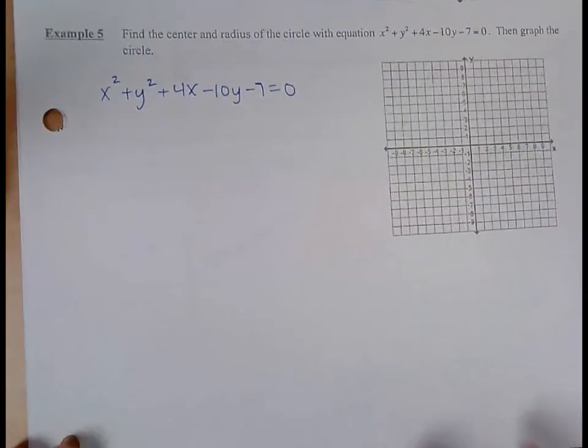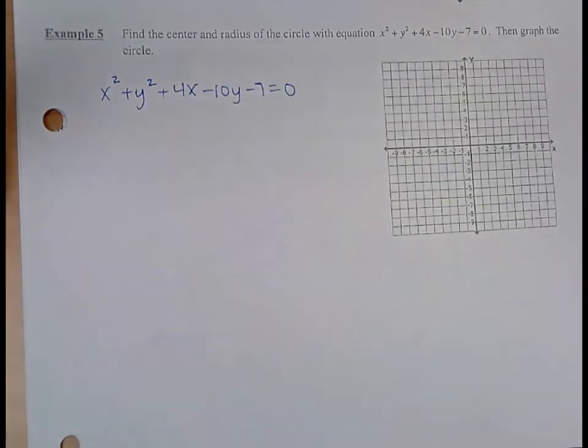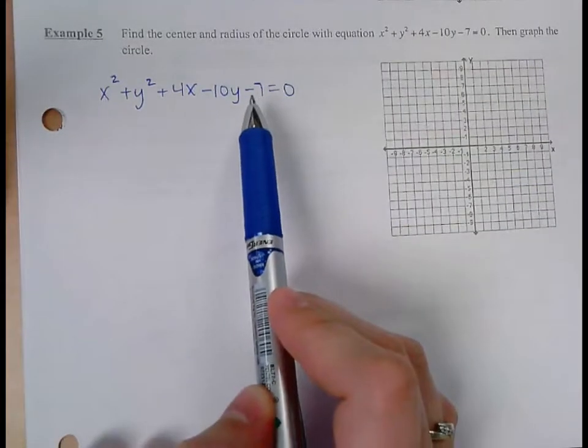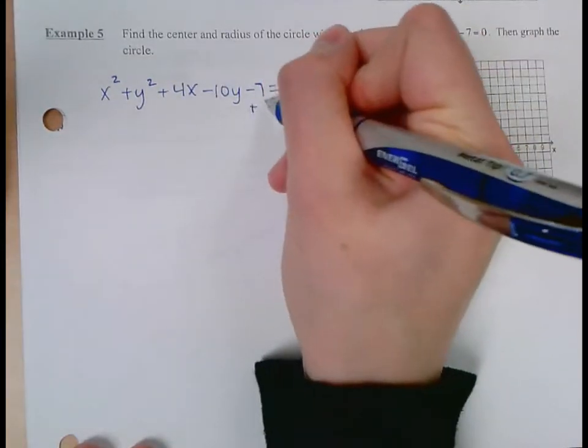Hopefully by looking at this and at your standard form on your sheet, you can tell this one isn't in standard form because you have the 4x and the 10y in there, and then you also have the minus 7. It's equal to 0. So here's where it will involve completing the square, like we had to do for parabolas as well. Any constant terms like this minus 7, get that to the other side. So I'm going to add 7 to each side.